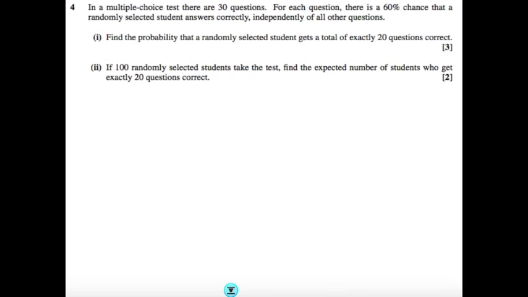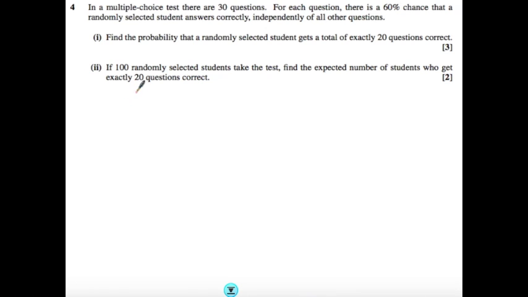Okay, on to question 4. In a multiple choice test there are 30 questions. For each question there is a 60% chance that a randomly selected student answers correctly, independently of all other questions. We want to find the probability a randomly selected student gets a total of exactly 20 questions right. You should hopefully notice that this is a binomial question, because there are 30 trials, each with a 60% chance of success, 40% chance of failure.